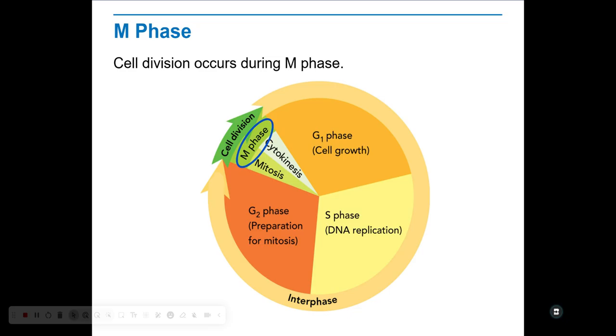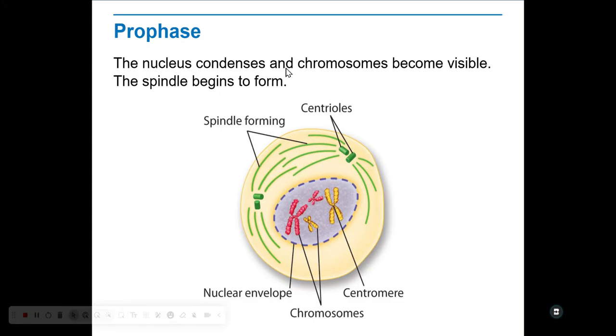All right, let's dig into the M phase. In mitosis, or the M phase, we start with prophase. Prophase is a time in which the nucleus condenses and chromosomes are going to become visible. The visibility of the chromosomes shows us that they're getting ready to go. It's kind of like packing your suitcase. So these chromosomes are getting packed up like a suitcase, ready for a trip.